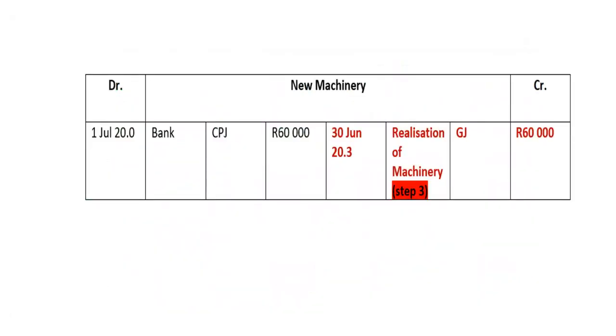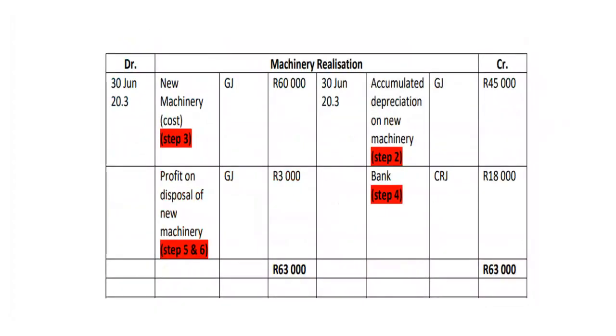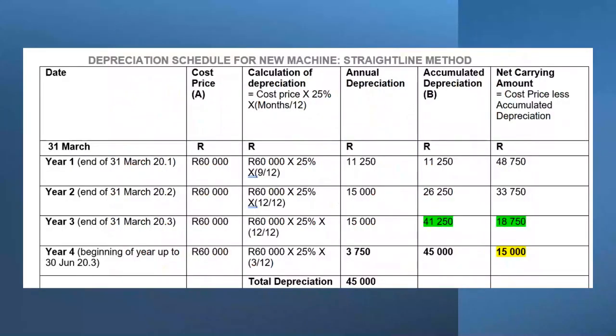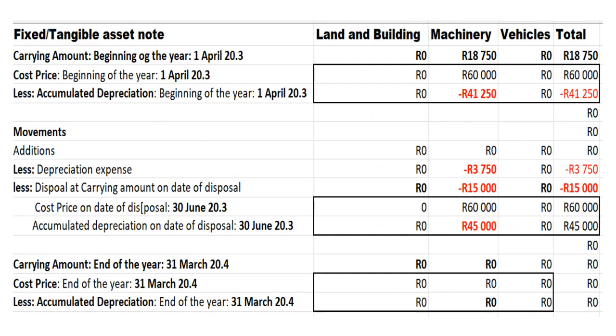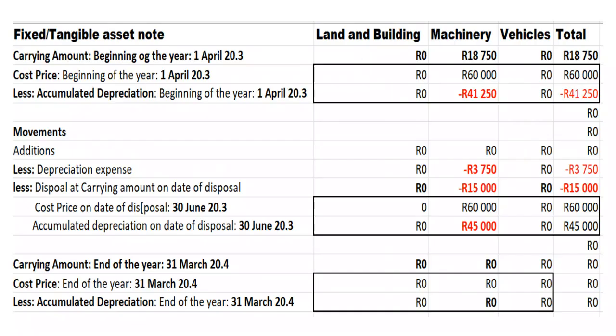So we have done requirement 1, requirement 2, requirement 3, requirement 4. Now I want us to go straight to requirements number 5 and 6. Number 5, you are required to prepare a PPE note, property, plant and equipment note. And on number 6, you are required to disclose the PPE in the statement of financial position. So I want us to move quickly before I run into load shedding again.